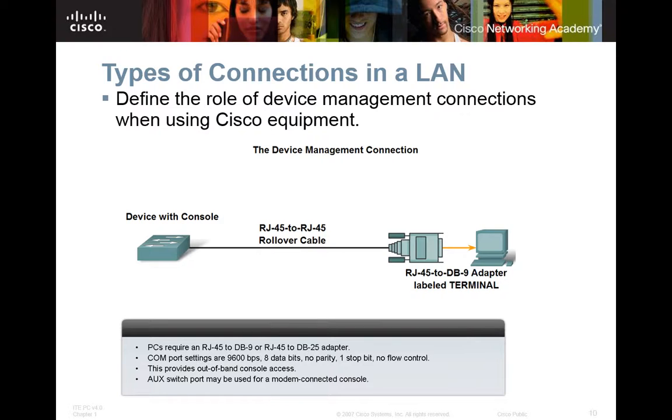Well, if I'm going to console into a Cisco device, or any device for that matter, one end is going to be a serial end. Why? Because that's your COM port. That is your telnet port on your computer. So you can use your RJ45 to DB9 connector, which is what we call a rollover cable.